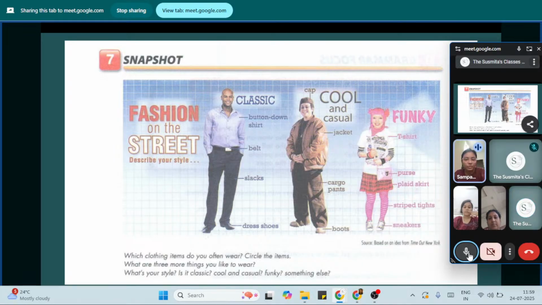I like to wear plazos because they're comfortable, and I like to wear Punjabi suits. Okay, those are only 2 items. What is the third item now? Jeans. I like to wear jeans.